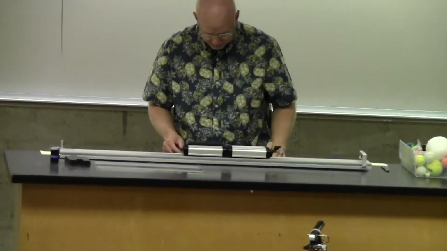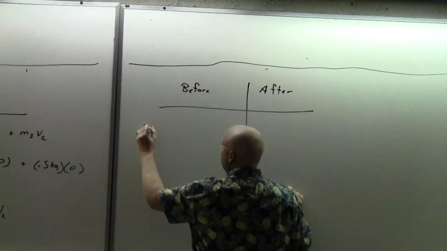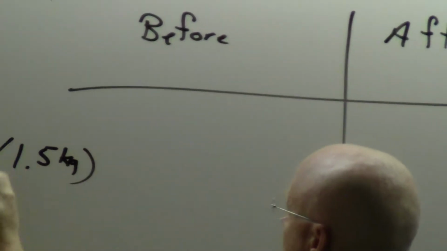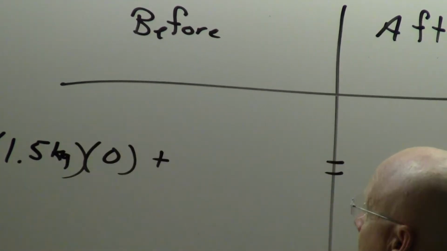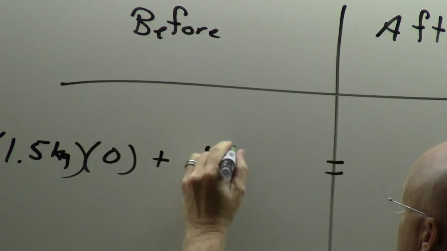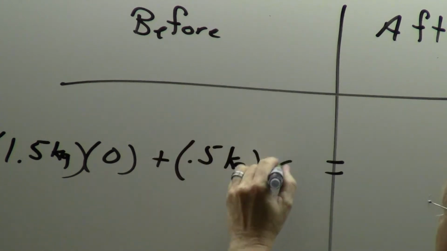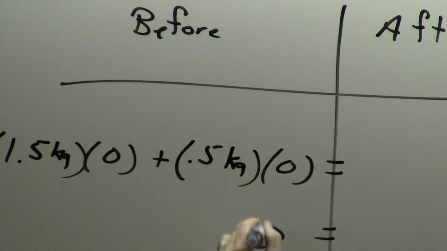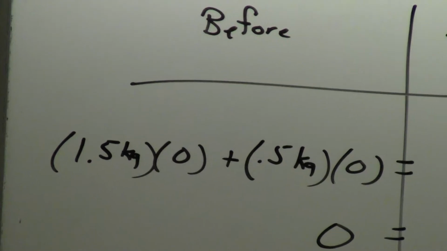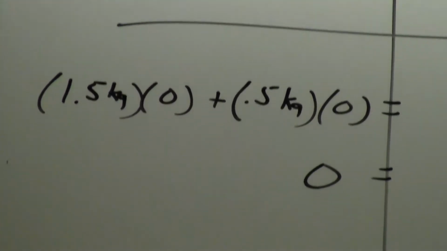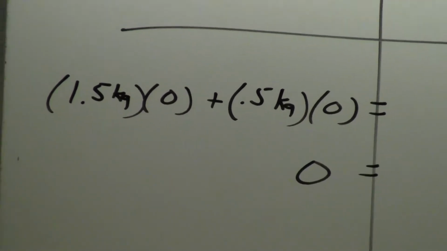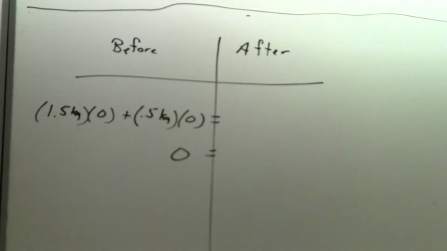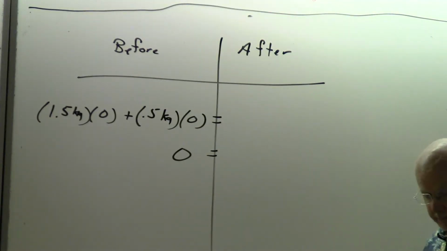And so before the collision, it looks like this. I would have the mass of number 1 with a speed of 0, and the mass of number 2 with a speed of 0. And so I would have 0 momentum before the collision. Hopefully that was obvious without actually plugging the numbers in.